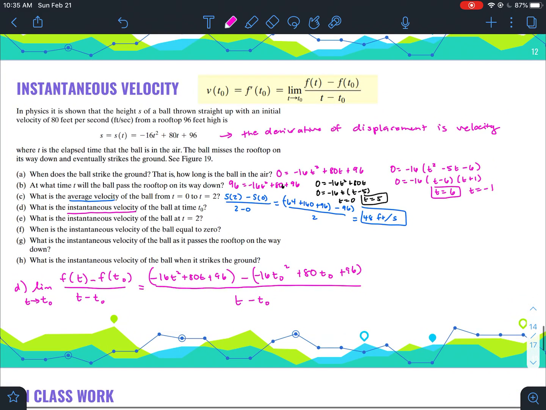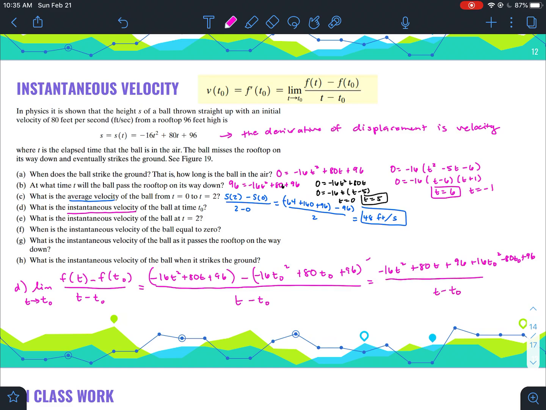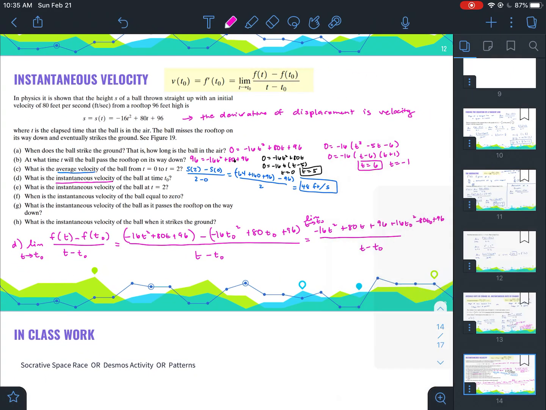And so if we distributed that negative sign, we would get negative 16t squared plus 80t plus 96, then plus 16t naught squared minus 80t naught minus 96, all over t minus t naught. And that's the limit as t goes to t naught. All right, I'm going to add a page to have more room.